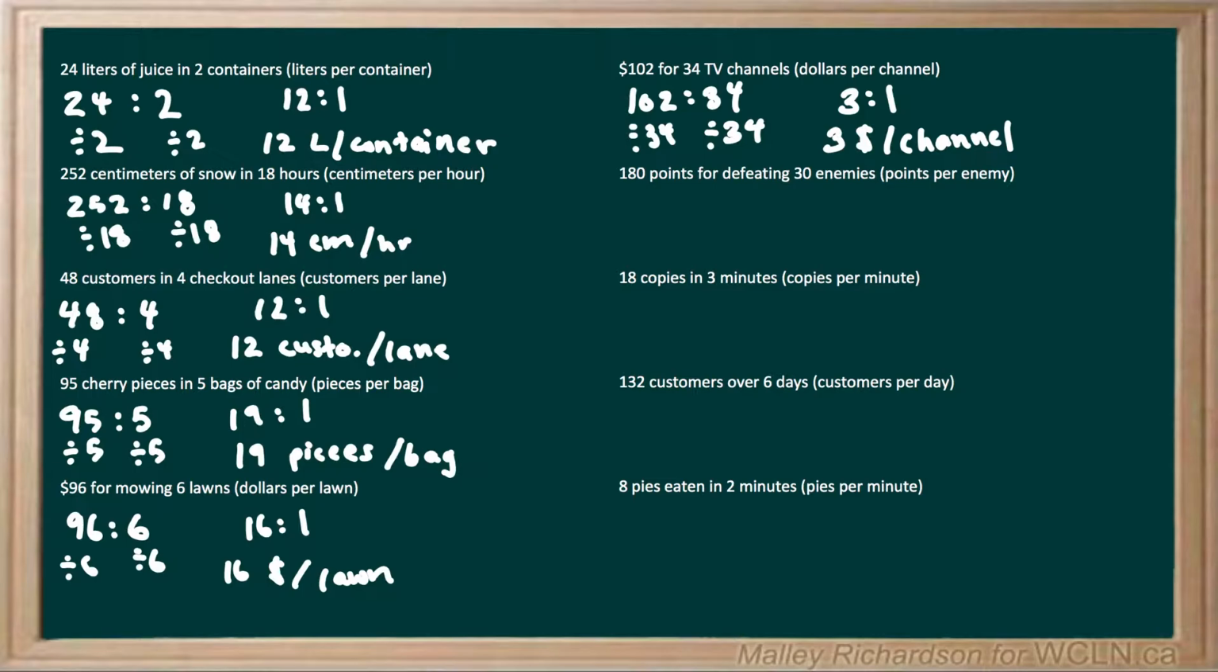180 points for defeating 30 enemies, and we need to find the points per enemy. So we write our original ratio of 180 to 30, and then we're going to divide this side by 30 and this side by 30 as well, where 180 divided by 30 is 6, and then 30 divided by 30 is 1. So our unit ratio is 6 to 1, and our final answer is 6 points per enemy.